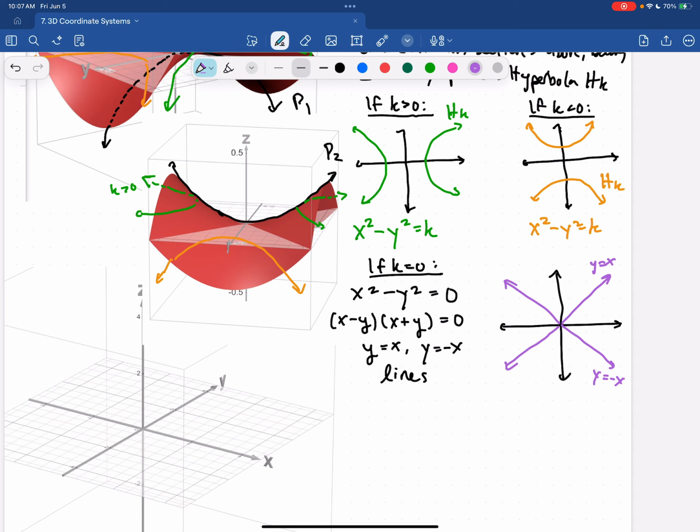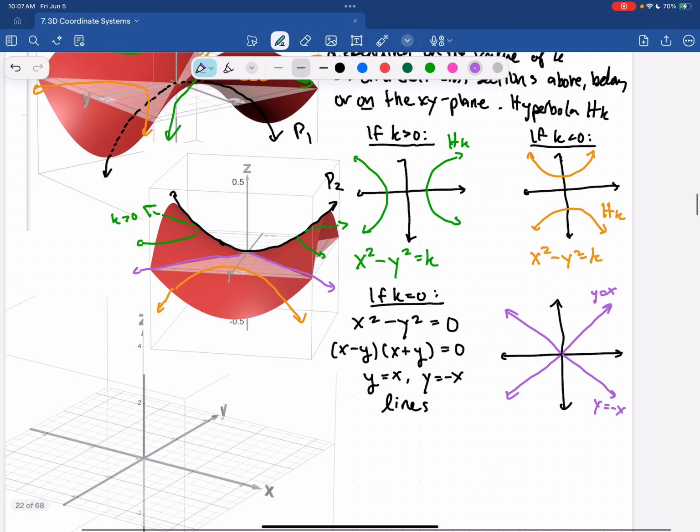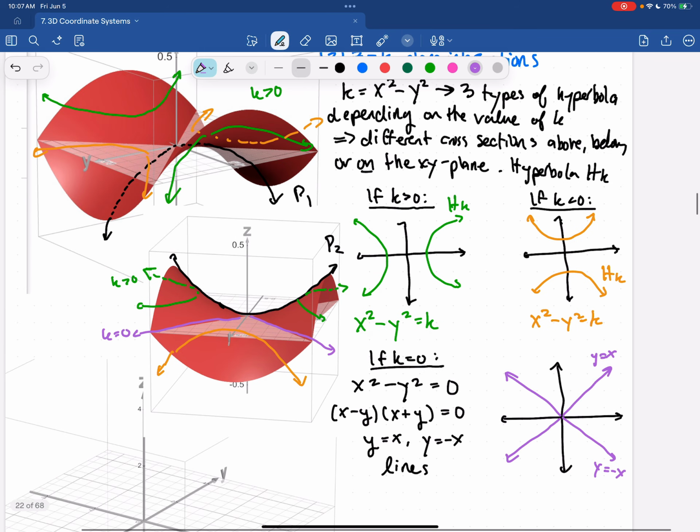And those, again, that's when k is equal to 0. So that's directly the intersection with the xy plane. So we get like those two here for k is equal to 0. These ones are easy to identify just because of the way that Desmos does that kind of transparency. So that's convenient.